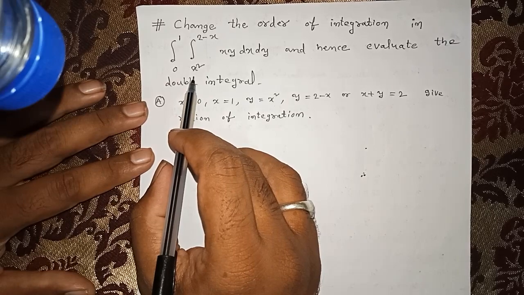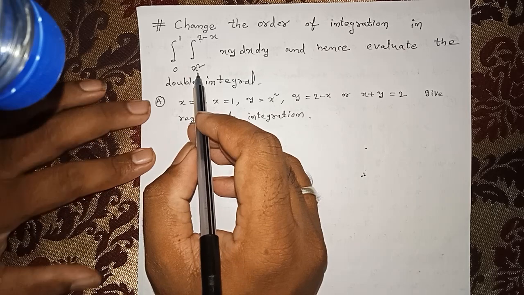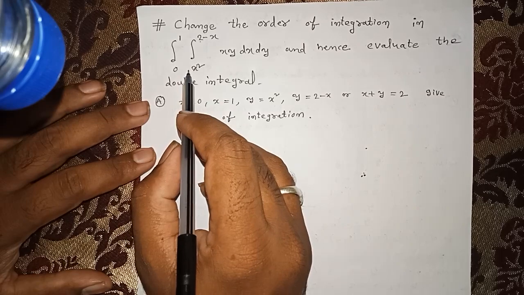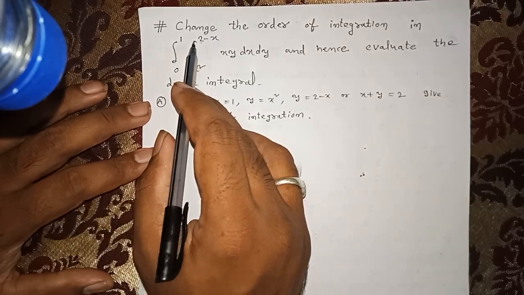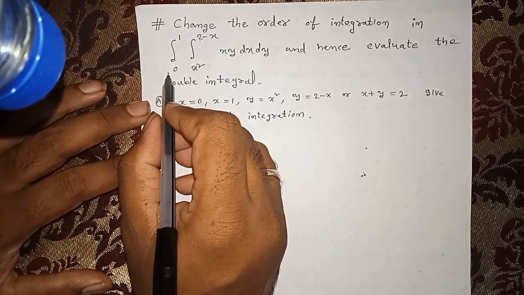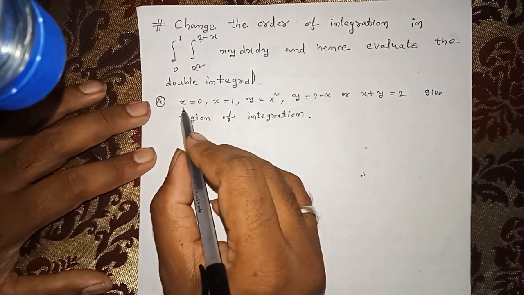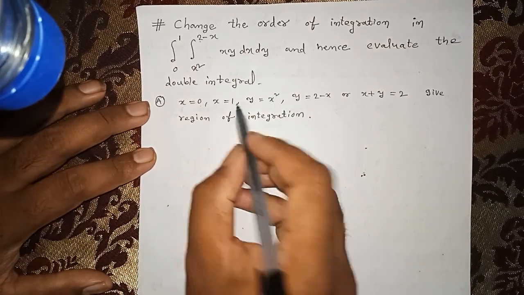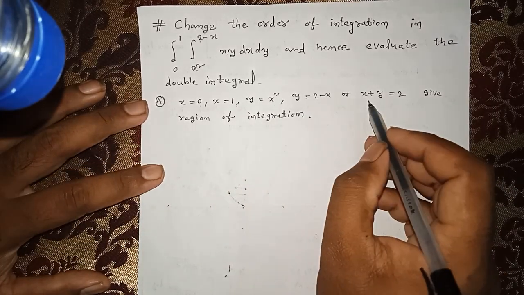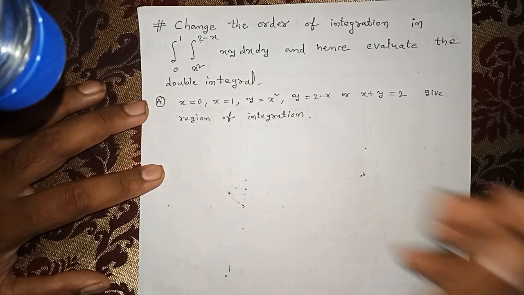Here we can observe that the limits of inner integration are in terms of x. Therefore, we have to consider them as y is equal to x square and y is equal to 2 minus x. Therefore, the outer limits become x equals to 0 and x is equal to 1. So x equals to 0, x equals to 1, y is equal to x square, y is equal to 2 minus x, x plus y is equal to 2 give the region of integration.